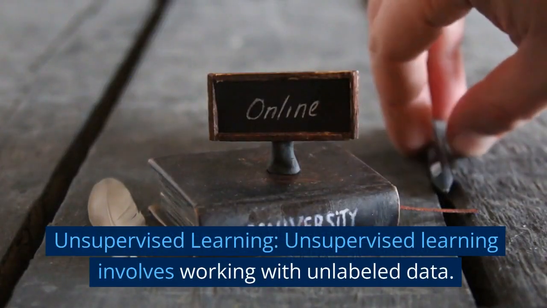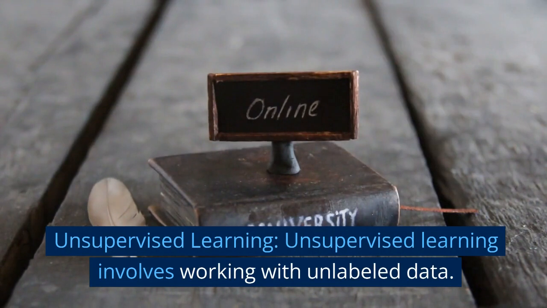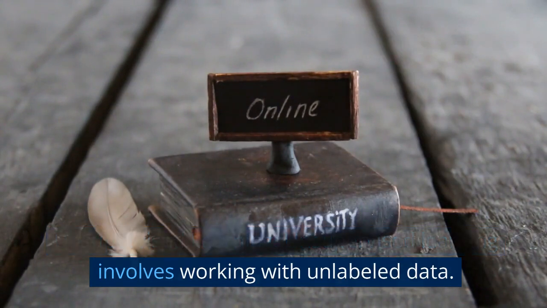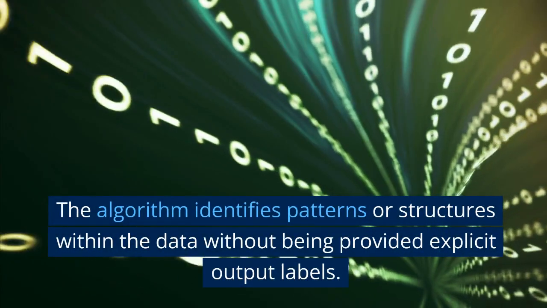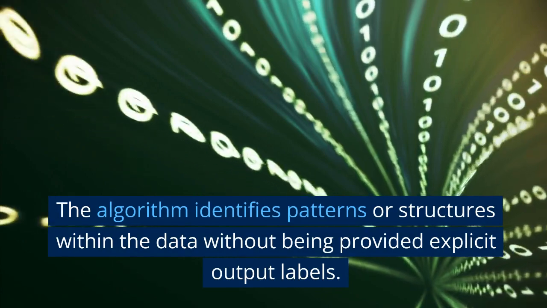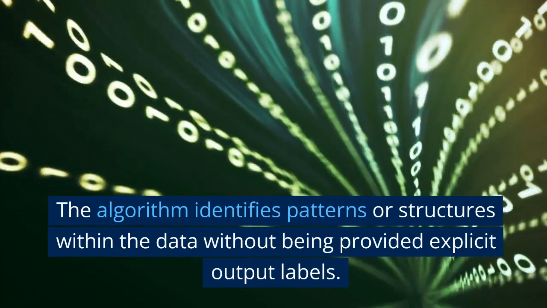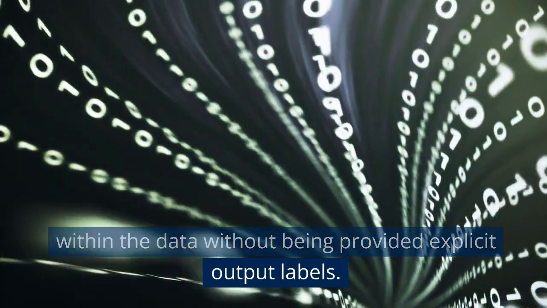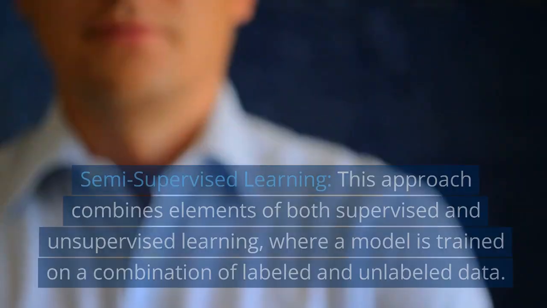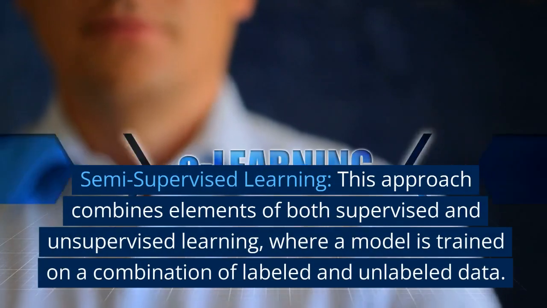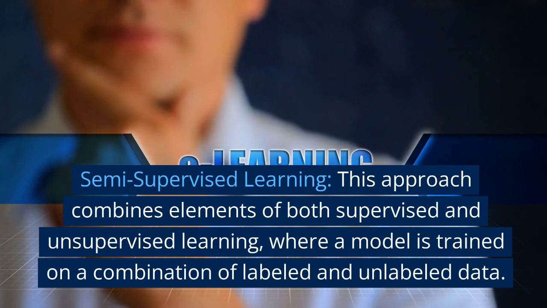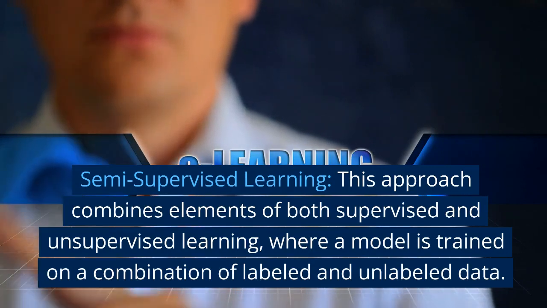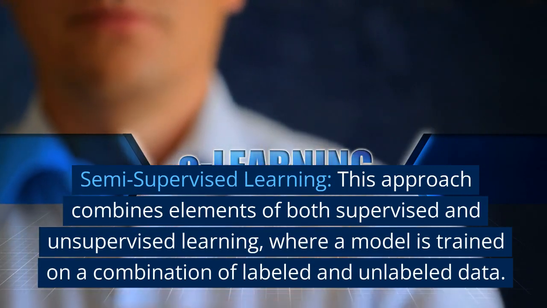Unsupervised learning. Unsupervised learning involves working with unlabeled data. The algorithm identifies patterns or structures within the data without being provided explicit output labels. Semi-supervised learning. This approach combines elements of both supervised and unsupervised learning, where a model is trained on a combination of labeled and unlabeled data.